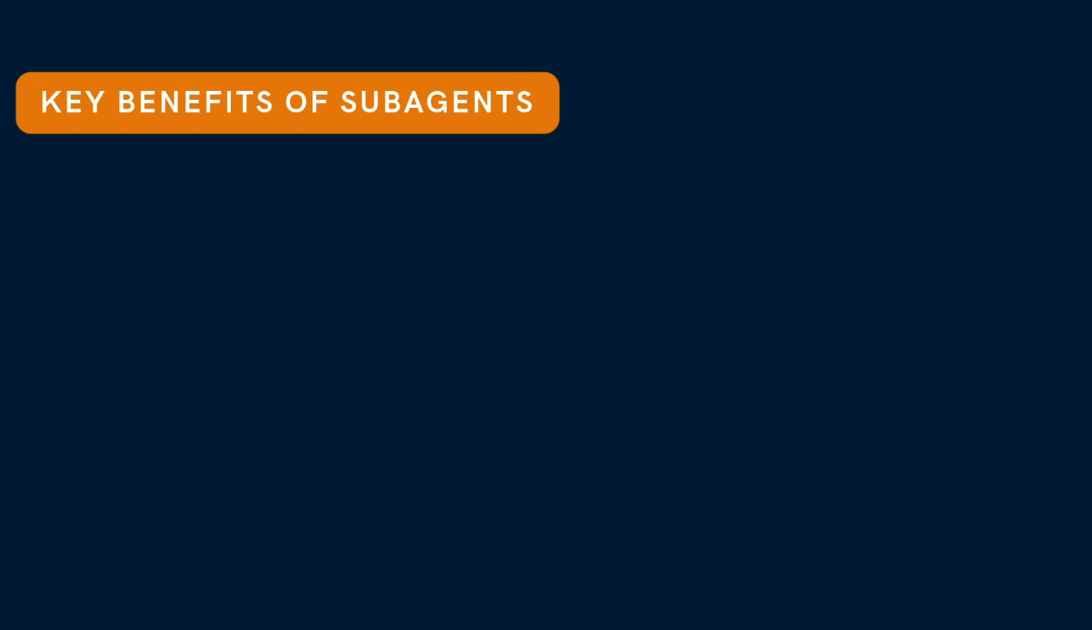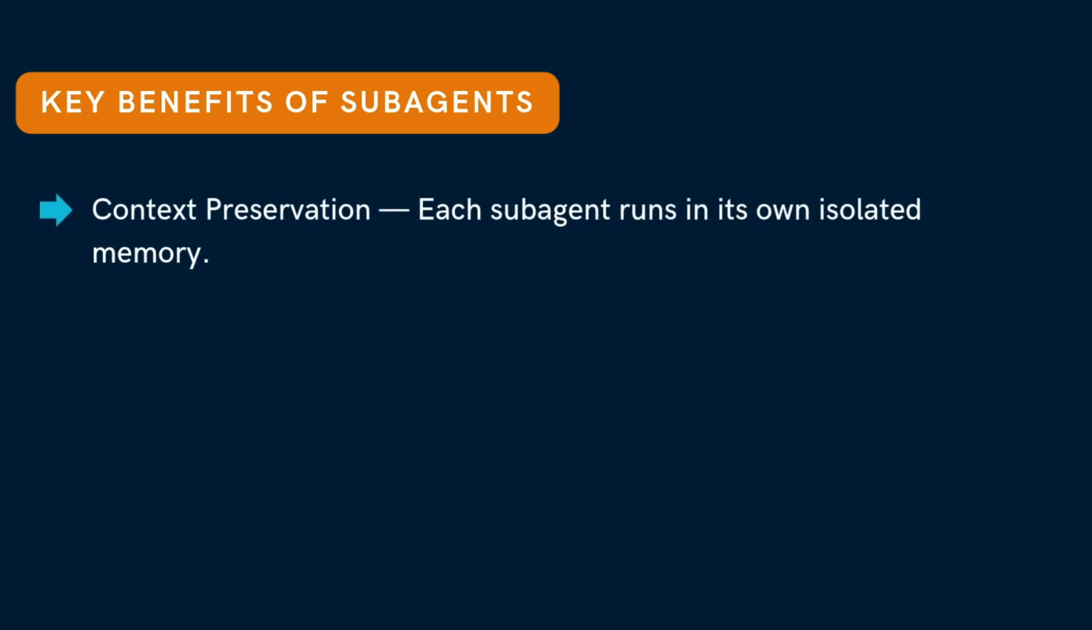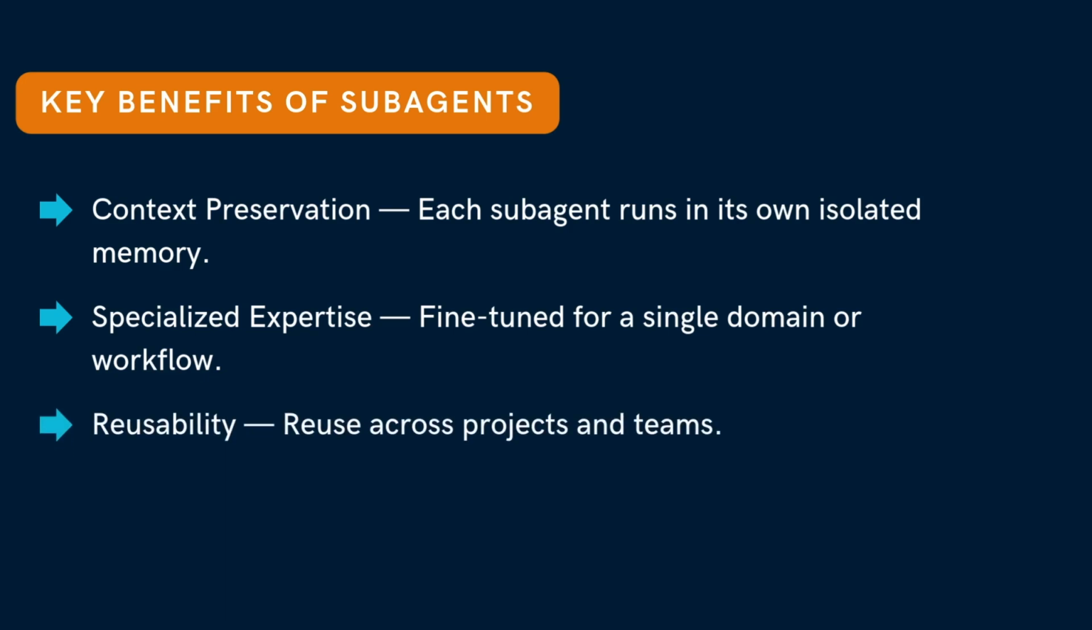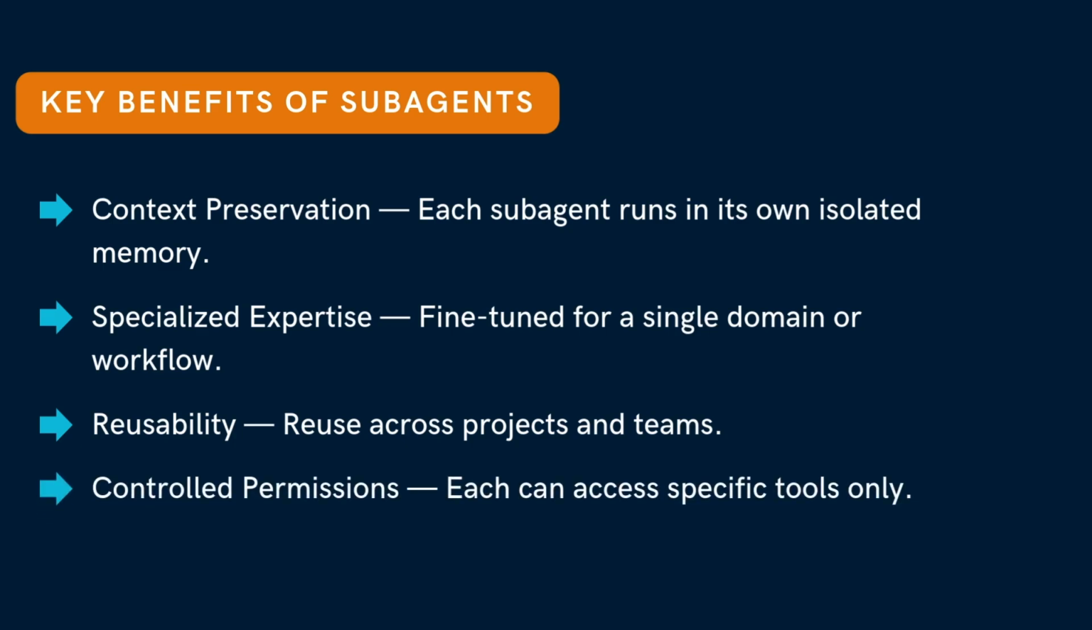Let's see the key benefits of subagents. Each subagent has its own space to think and work. That keeps the context clean and prevents mix-ups. Every subagent is designed for one kind of task. This focus makes it consistent and dependable. You can use the same subagent in different projects. It saves time and keeps your processes uniform. Each subagent works with only the tools it needs. This keeps your setup secure and easy to manage.